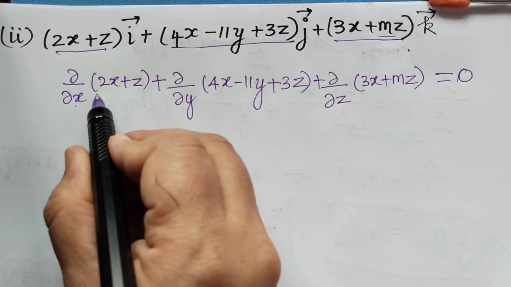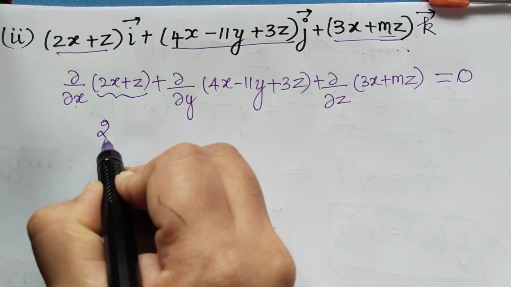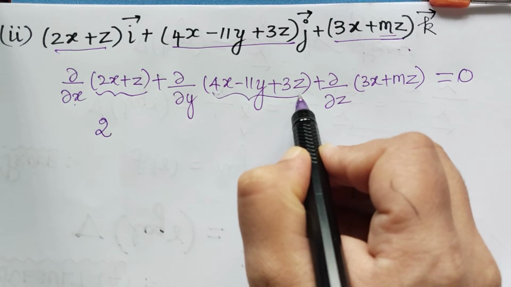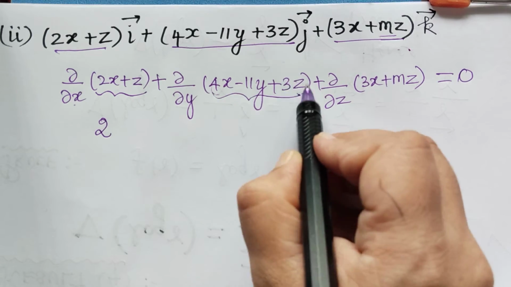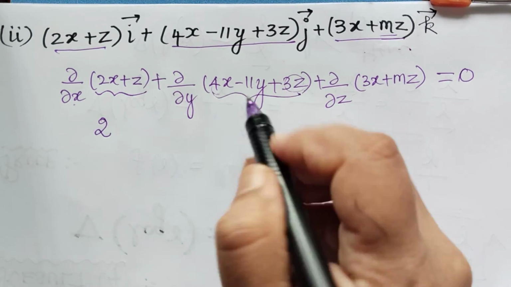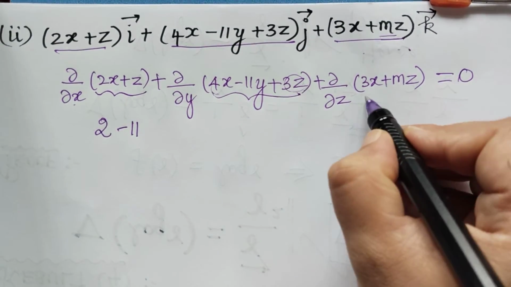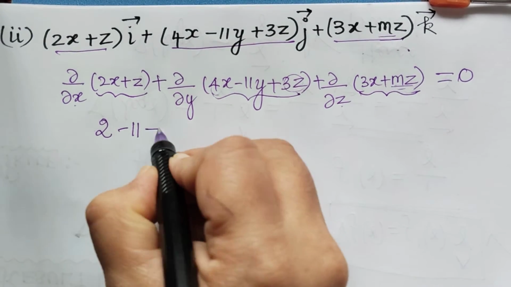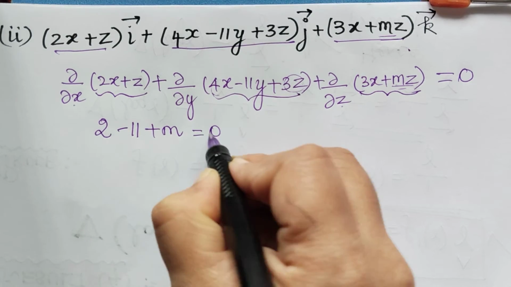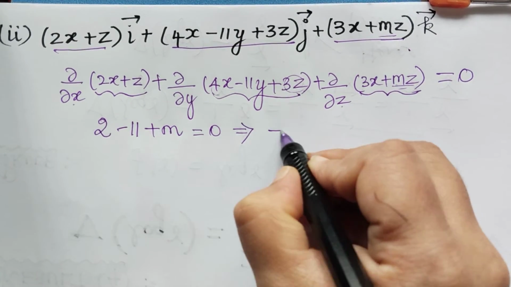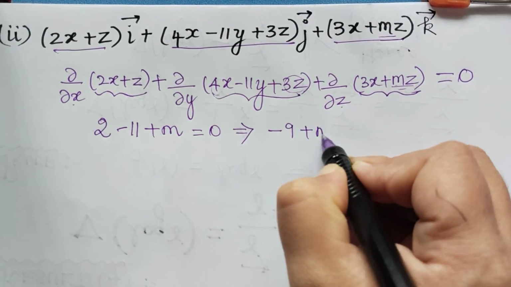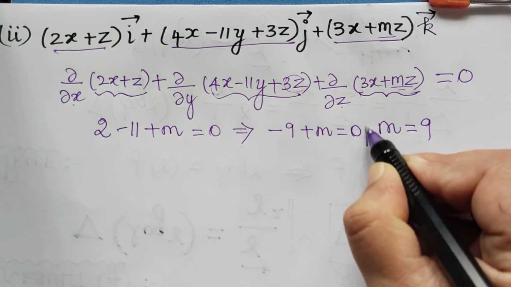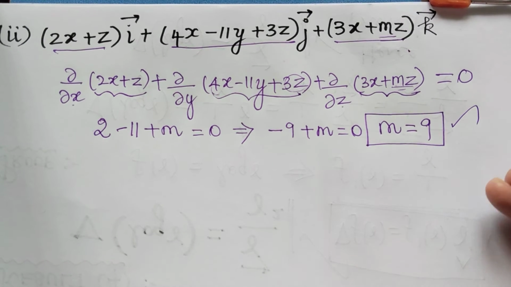And so on differentiation, the differentiation of this will be 2 partially with respect to x, and the differentiation of this partially with respect to y, so x and z will be treated as constants and they become 0. So you will get negative 11, and the differentiation of this partially with respect to z, we have this m, so plus m is equal to 0. So from this we get minus 9 plus m is equal to 0, and therefore the value of m is equal to 9. So this is the value of m.